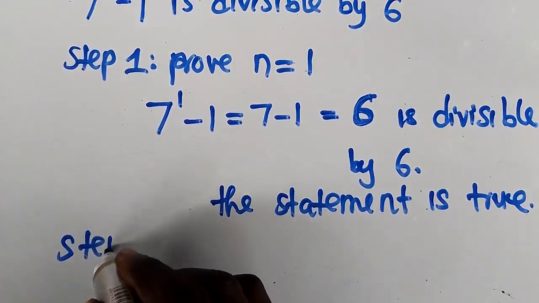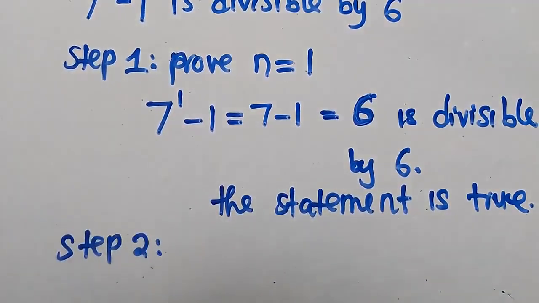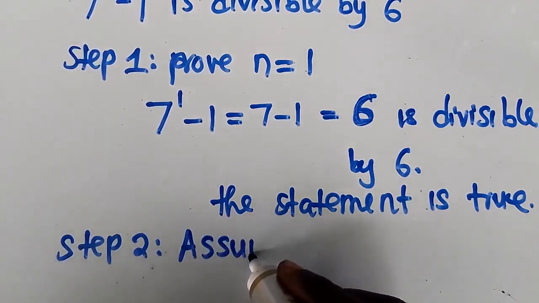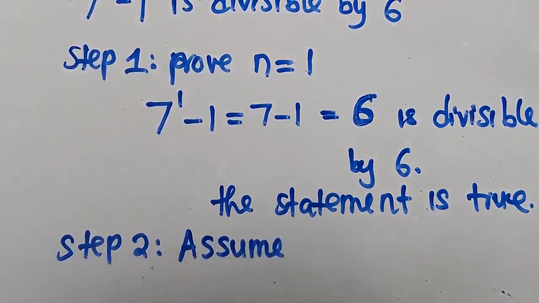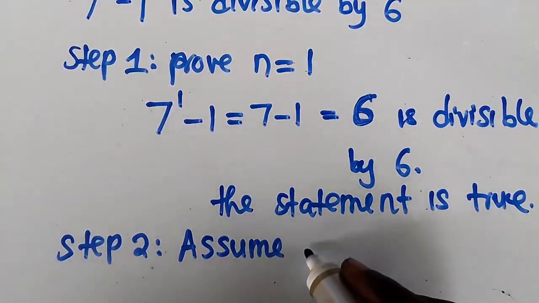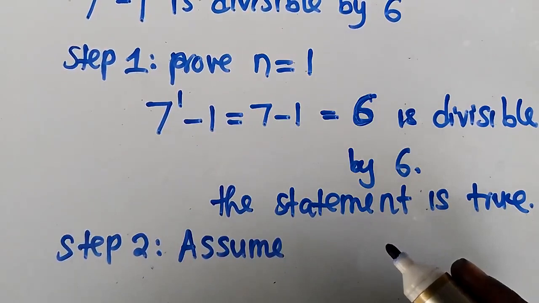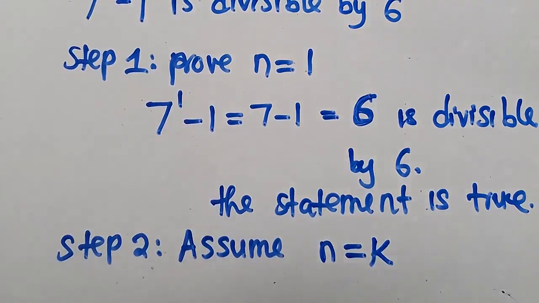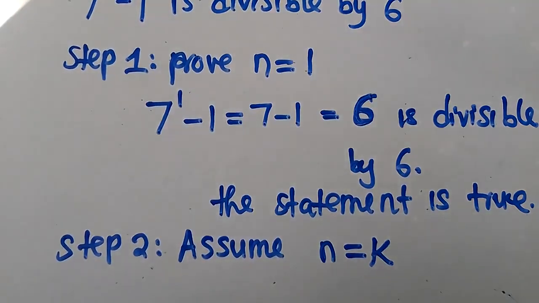So under step 2, what are you supposed to do? Assume. The same things we were doing, those are the same things that you are supposed to do even here. You assume that the statement is true for n is equal to k. This is what you are supposed to do. So you just assume.